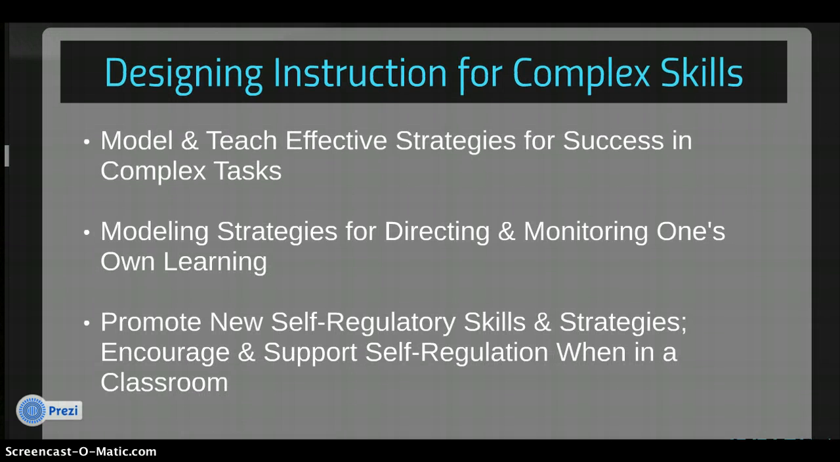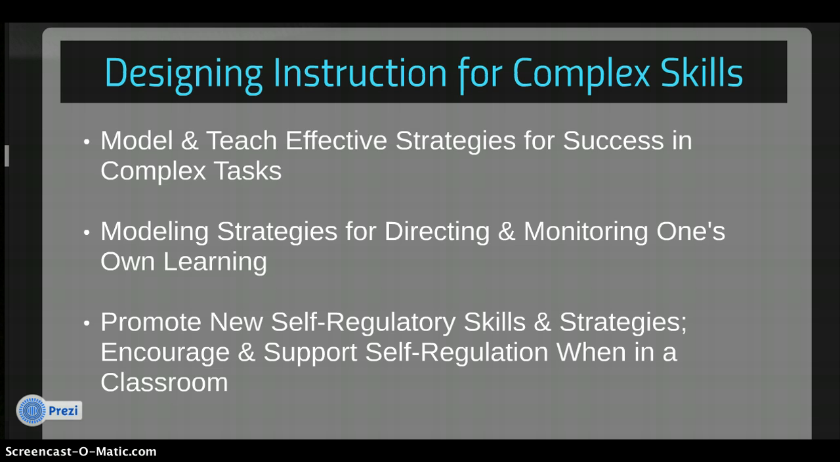When designing instruction for complex skills, social cognitive theory addresses the learning of complex skills in 3 ways. The first way is to model and teach effective strategies for success in complex tasks. For instance, in a first grade reading classroom, how to analyze word parts and meaning is modeled by the teacher while learning new word groupings.